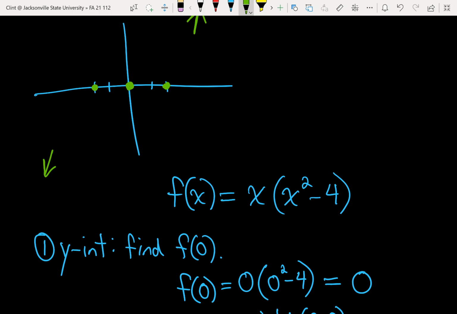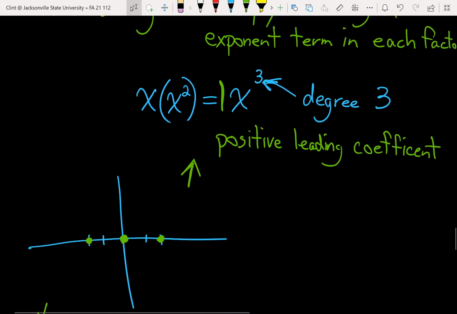And that's that we know our degree is 3. So what's the most number of local maximums and minimums that we can have? 2. Okay? So if you see anything that's got more than 2 peaks and valleys all together, then you know that's not it. Okay, so you can throw that one out.